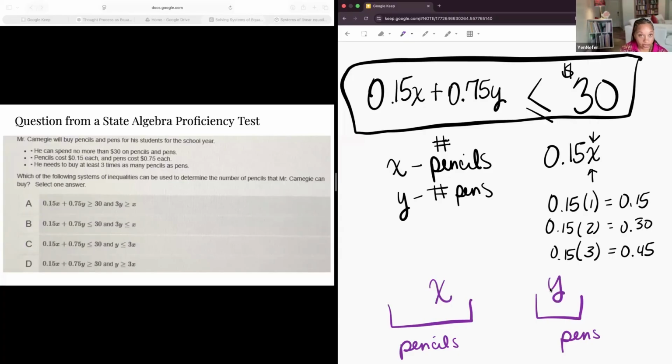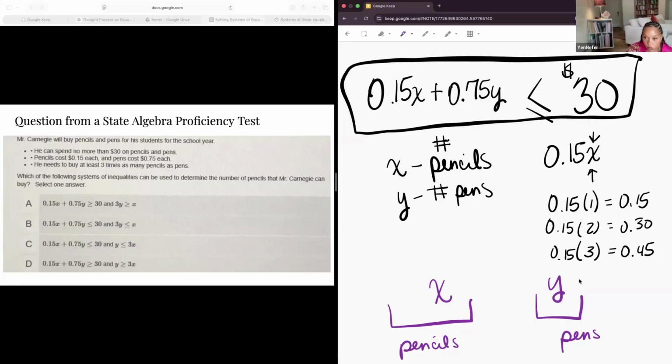Now, are we using an equation? Are we using an inequality? Well, let's think about this. Which one needs to be more? Obviously, one needs to be more than the other. That's not equivalence. That's inequivalence. That means we're going to be using an inequality. So now let's think about it. Which one needs to be more than the other? He needs to buy at least 3 times as many pencils as pens. So that means we're buying more pencils.